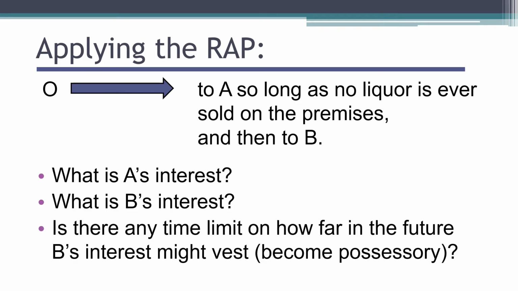Is there any time limit on how far in the future B's interest might vest, or in other words, become possessory? Is it certain to happen within A's life or within B's life? Well, if we go back and read the wording of the conveyance, it says, so long as no liquor is ever sold on the premises. So what that means is that long after A has died, long after B has died, if liquor is sold on the premises, A's interest will terminate and B's future interest, which now, if B has died, will belong to B's successors, will then become possessory. But you'll notice there's no time limit on it. It might happen long after A's life and B's life, and any particular period you want to imagine after A's life or B's life. There is no time limit on it, and therefore that future interest to B, that executory interest, is void.